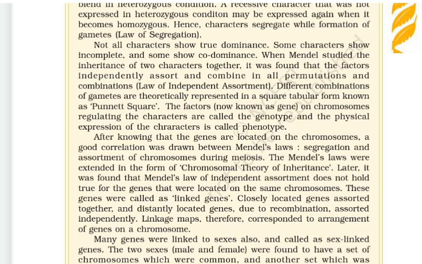Some characters are dominant over others. The dominant characters are expressed when factors are in heterozygous condition, that is the law of dominance. Dominant characters are expressed when the factors are in heterozygous condition. The recessive characters are only expressed in homozygous condition.